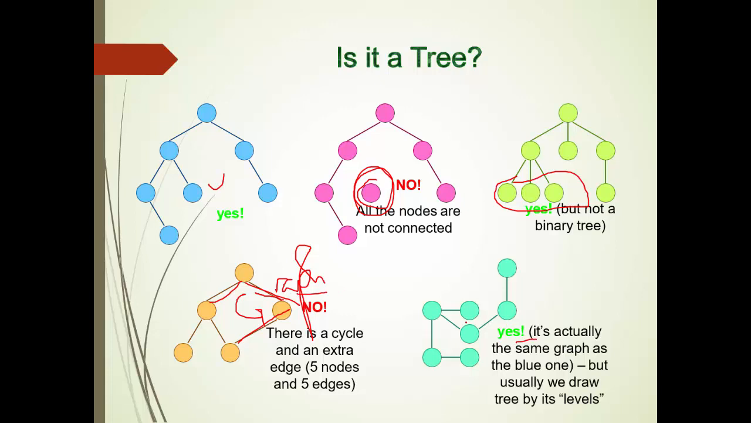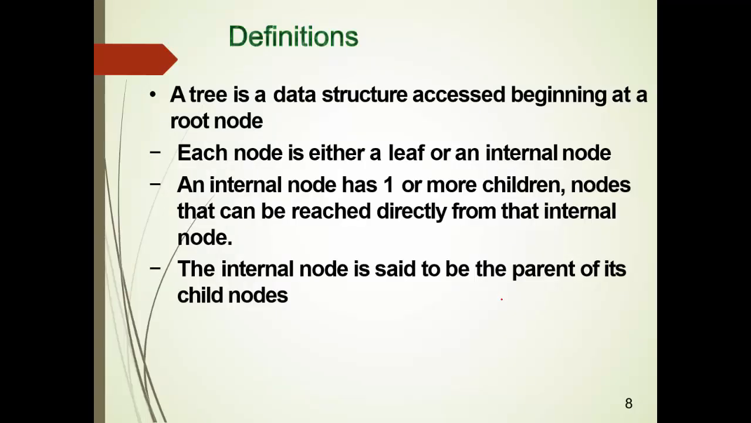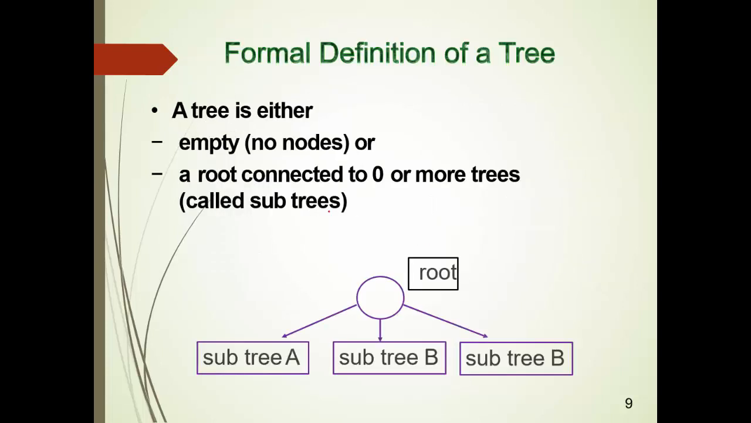And then here, is this a tree? Yes, there's no cycle, and there is also no node which is not connected. So we can then talk about this. This is a tree, and this is the root, and this root is having a left subtree and a right subtree. So a subtree usually is the same as the tree, but it is connected to another node. So here we can say a tree can either be empty or have 0 or more subtrees.